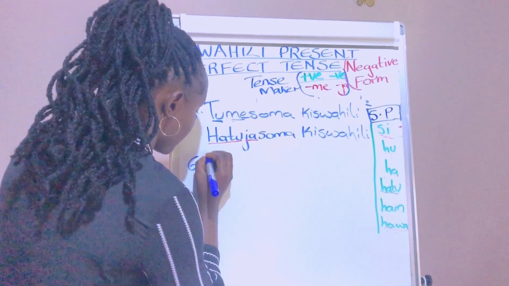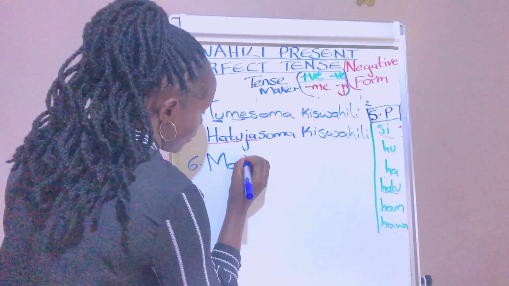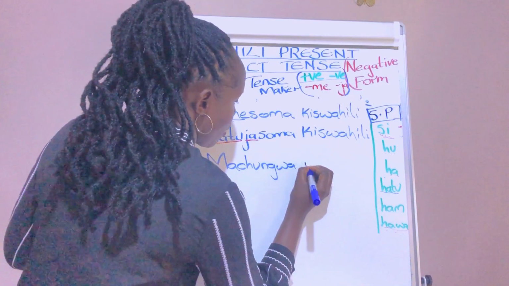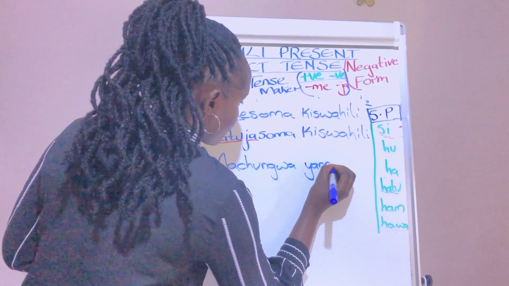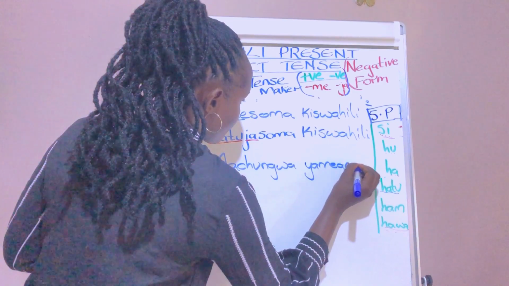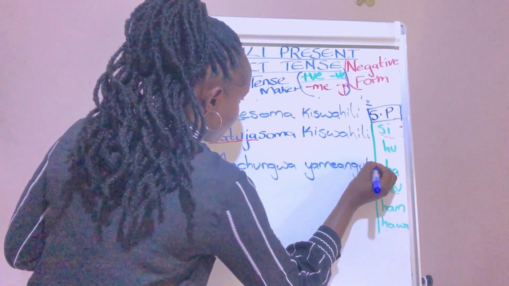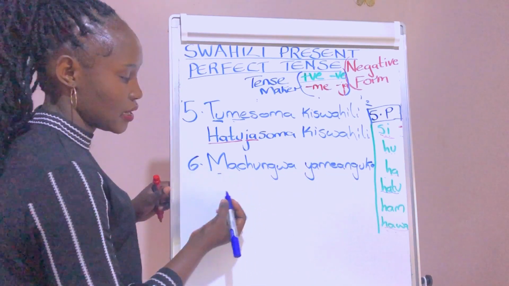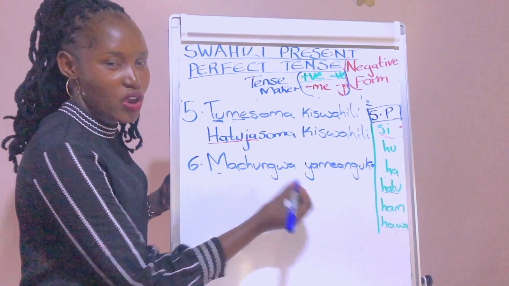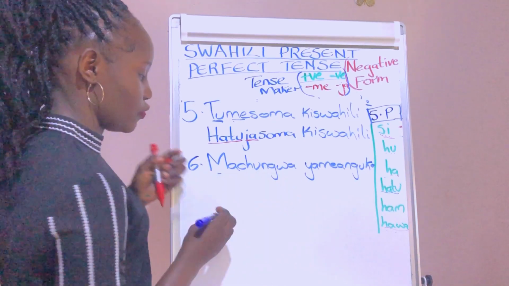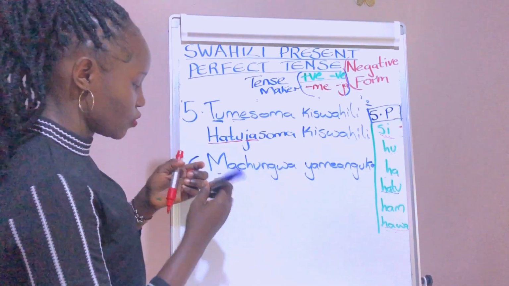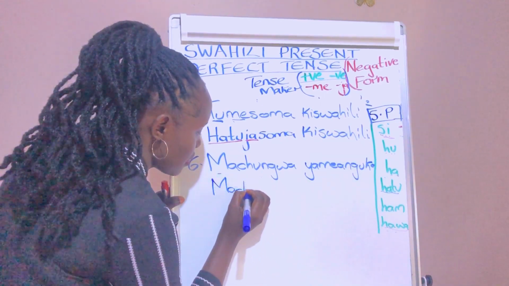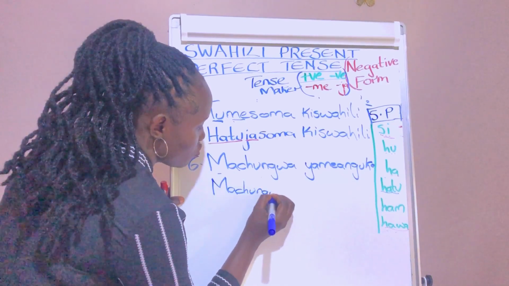Machungwa yameanguka. Oranges have fallen. To change this into negative form, machungwa are oranges, so it will still remain machungwa. This is our negative sentence. Machungwa will remain machungwa.